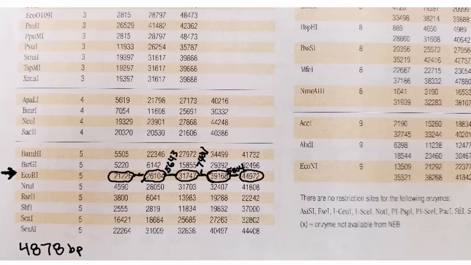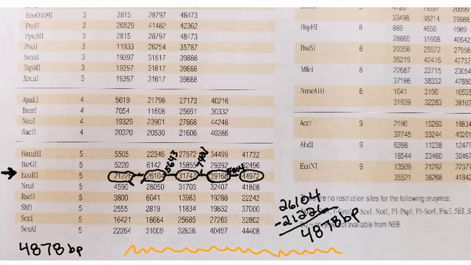Let's take 26,104 minus 21,226. And that ends up giving us 4878 base pairs. So that means we know that the fragment that is cut from lambda, this lambda fragment that is 4878 base pairs long, is going to start with base pair number 21226, and it's going to end with base pair 26104.